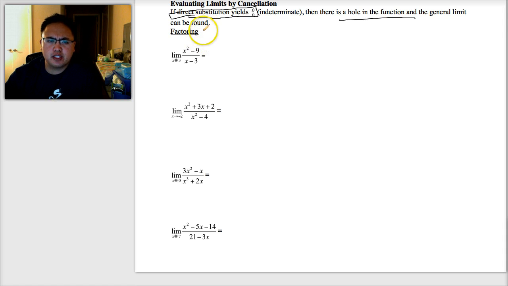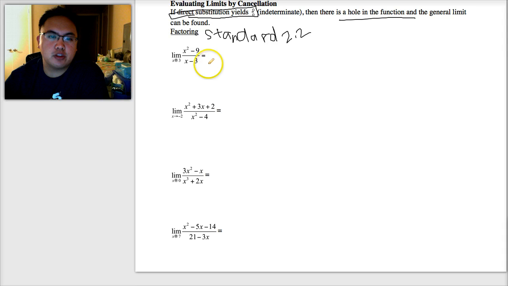So this one that says factoring is going to be standard 2.2. So write for me standard 2.2. Okay, so this is standard 2.2.